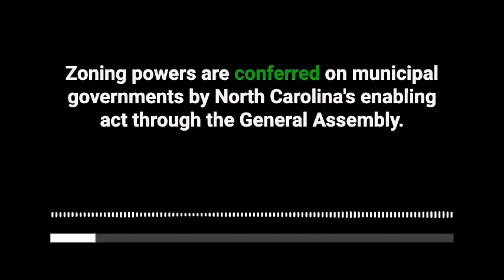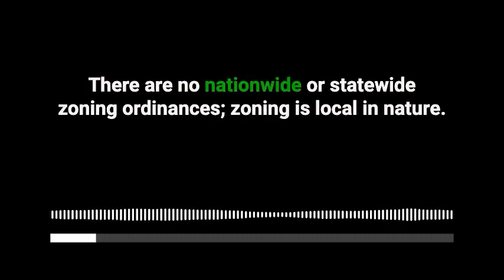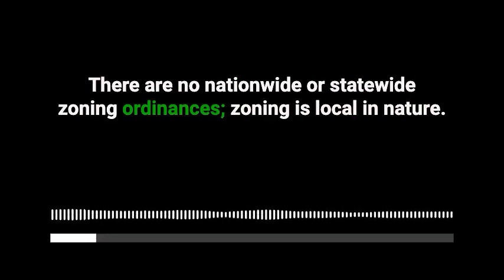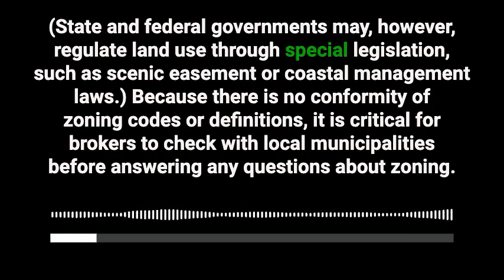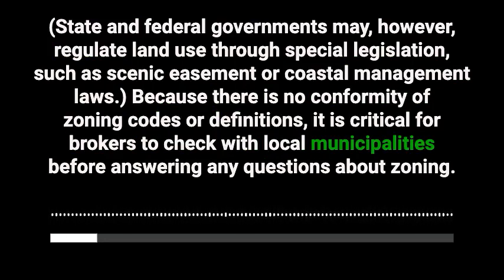Zoning powers are conferred on municipal governments by North Carolina's Enabling Act through the General Assembly. There are no nationwide or statewide zoning ordinances. Zoning is local in nature. Because there is no conformity of zoning codes or definitions, it is critical for brokers to check with local municipalities before answering any questions about zoning.